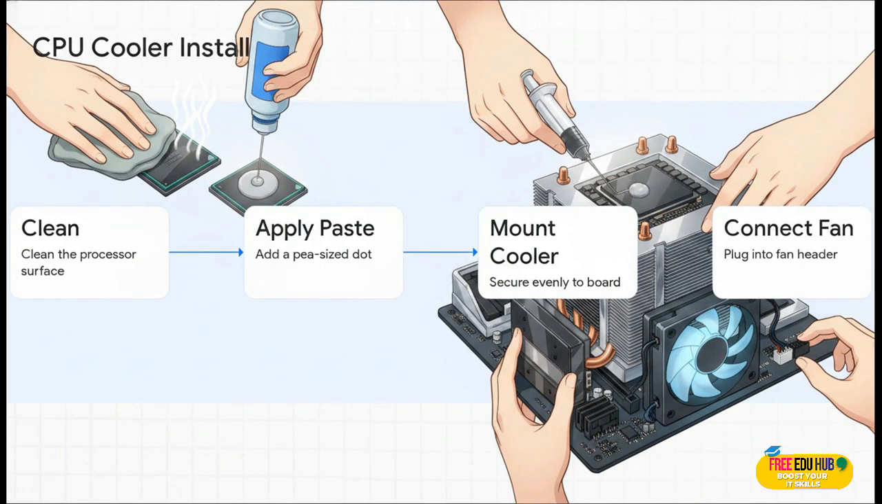Processors generate a massive amount of heat, like burn your finger hot. If you don't aggressively remove that heat, the system is going to throttle its performance, shut down randomly, or just outright break.